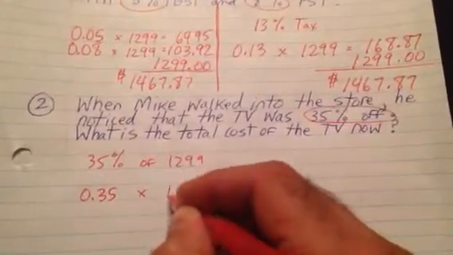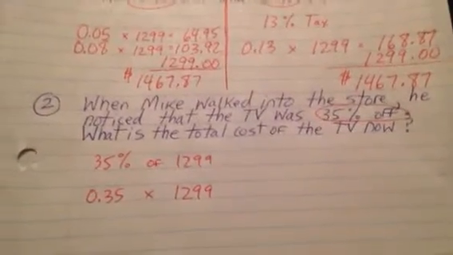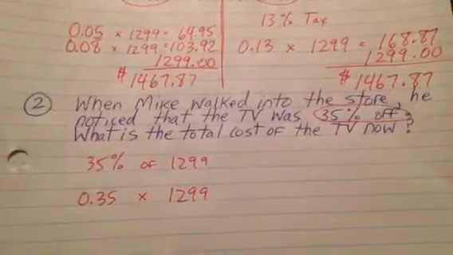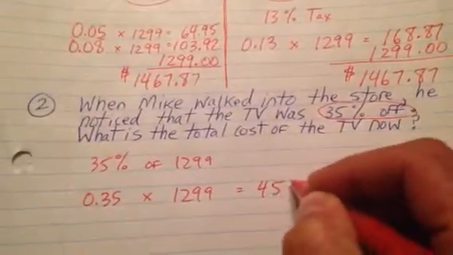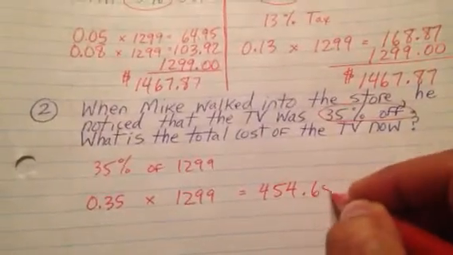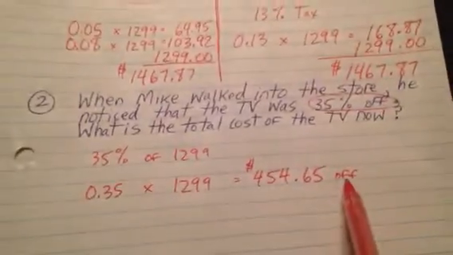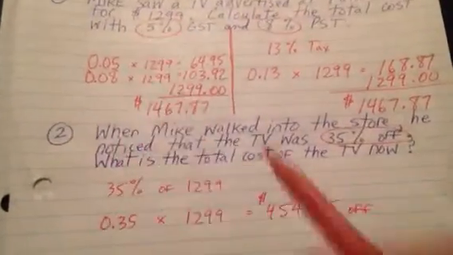So we use our rule, we change that to a decimal. We change the of to multiply, and we multiply by the price, and that'll tell us how much we are saving. So 0.35 times $1,299 tells us that we are saving $454.65. That's what's coming off. And off is a word that means subtract. So we have to subtract it from the price, $1,299.